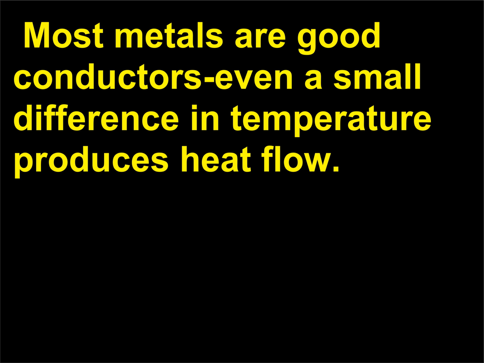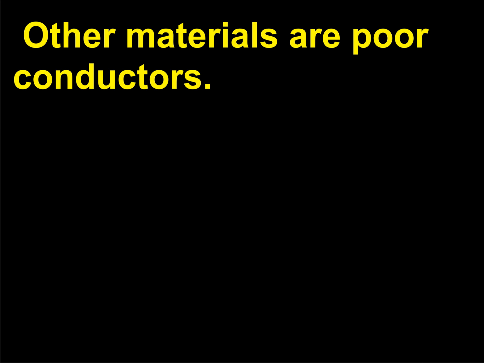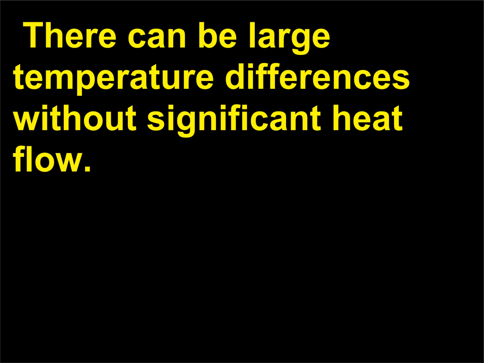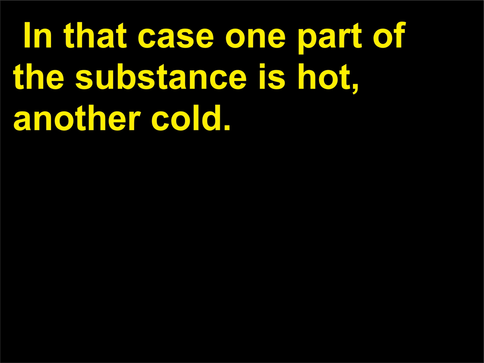Most metals are good conductors. Even a small difference in temperature produces heat flow. Other materials are poor conductors. There can be large temperature differences without significant heat flow. In that case, one part of the substance is hot, another cold.